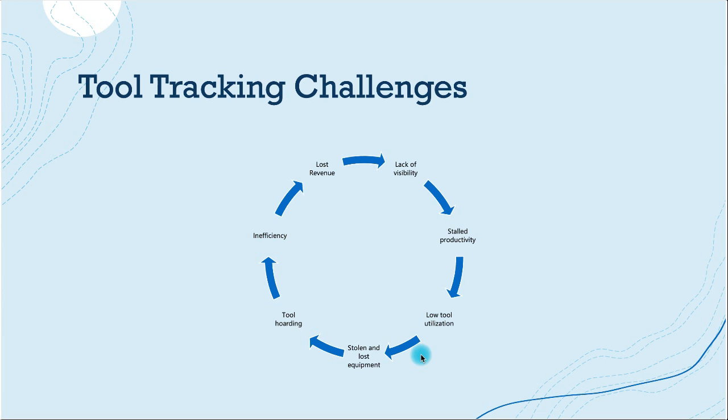So these are ones that are probably very obvious. Hopefully, not everyone on this call has these problems, especially if you're an Asset Panda customer. But these are definitely some of the things that we speak to and hear a lot. If you do have these challenges, I think this will pretty much hit home for you. So the first one of those is stalled productivity, right?